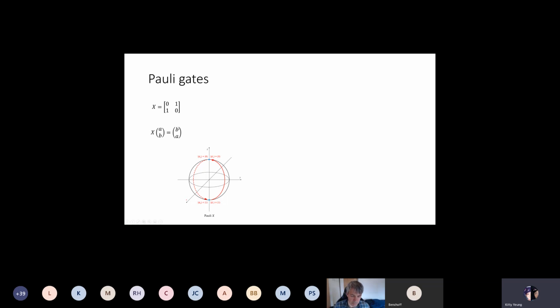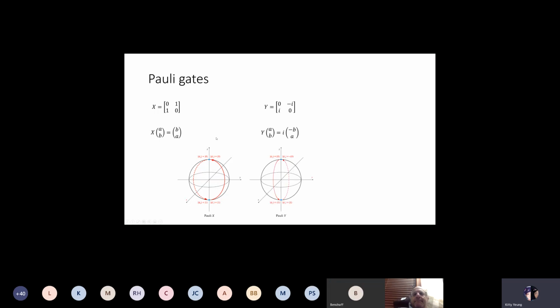So you see these amplitudes would just flip locations. You have Y, which is rotating around Y. It's very similar to X, but it adds some additional phase. You then also have a gate that rotates around the z-axis. It doesn't do much other than putting a negative sign in front of your second element. Otherwise, without the negative sign, it's just an identity matrix. It doesn't do anything.